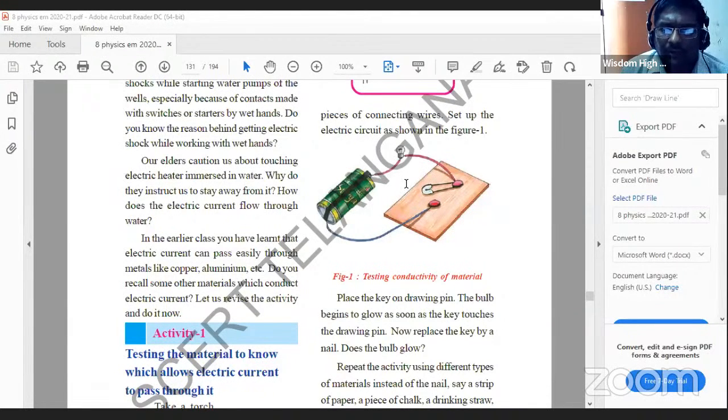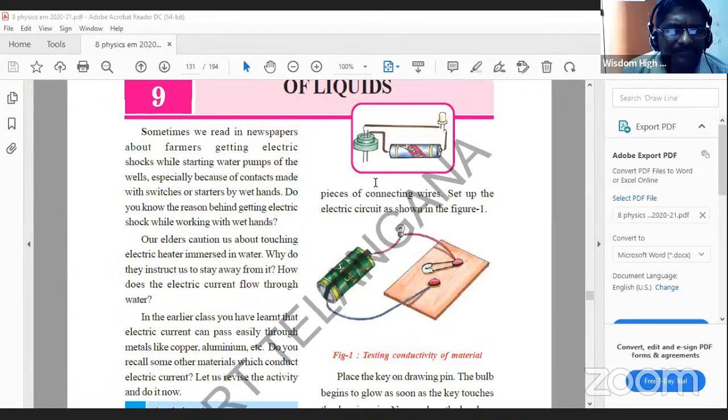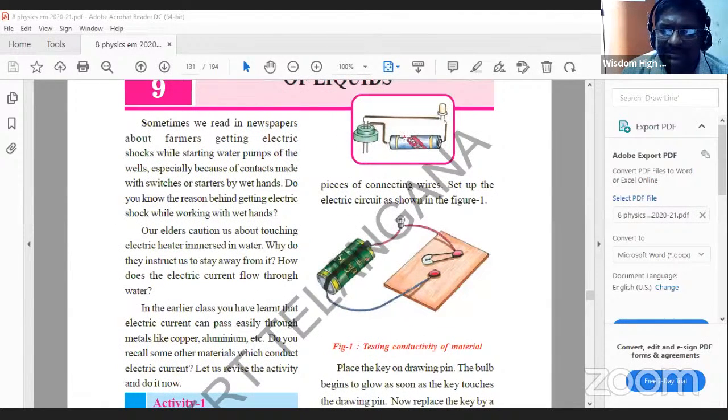So, electrical conductivity of liquids. Sometimes you can identify that farmers or someone, when they touch electrical circuits or an electric force, may get an electric shock.